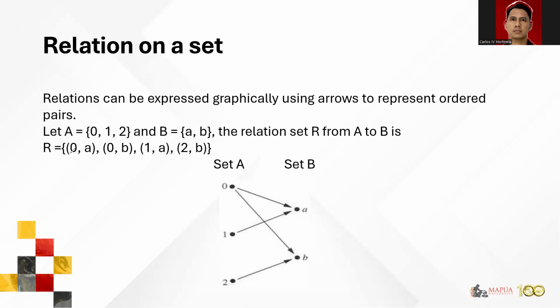So the relation 0, comma A is now represented by this arrow here, pointing from 0 going to A, because the relation is from set A to set B. So you end up with an arrow coming from set A going to set B. In this case, coming from the node 0 going to the node A. So that represents relation 0, comma A. The other arrows represent the other relations 0, comma B, 1, comma A, and 2, comma B.